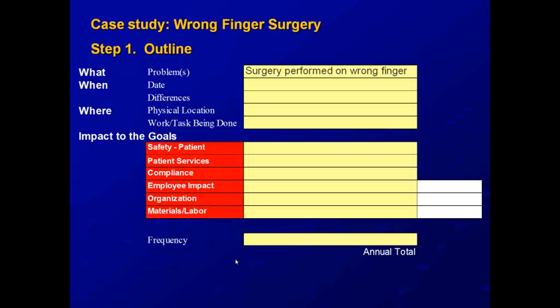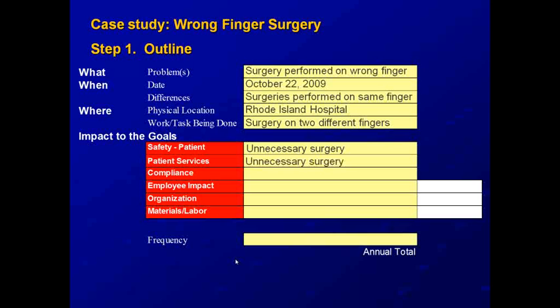In this case, surgery was performed on the wrong finger in October of 2009. One of the differences is that surgeries were performed on the same finger. This happened in a hospital in Rhode Island, and surgery was supposed to be performed on 2 different fingers. The patient safety goal was impacted because the patient was subjected to unnecessary surgery. Patient services was also impacted because of this unnecessary surgery. This is a never event.